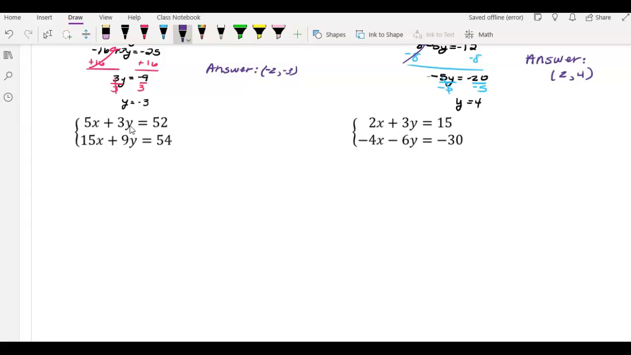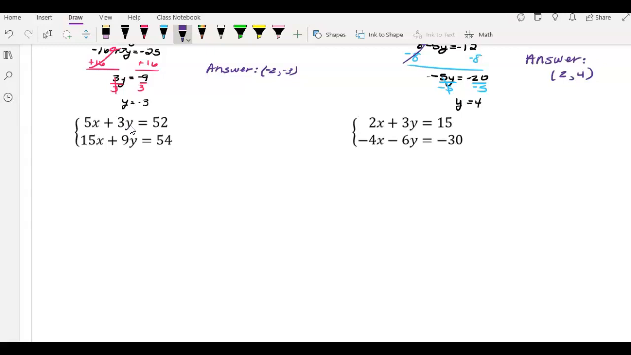All right. The next example is not quite as easy because we don't already have terms that are exactly opposite or exactly the same. We need to figure out if any of our terms can go into another term. So looking at our first equation, we have 5x plus 3y equals 52. And in our second equation, we have 15x plus 9y equals 54. Can 5 go into 15 or 3 go into 9? Ding, ding, ding. If you said yes, you are absolutely correct.